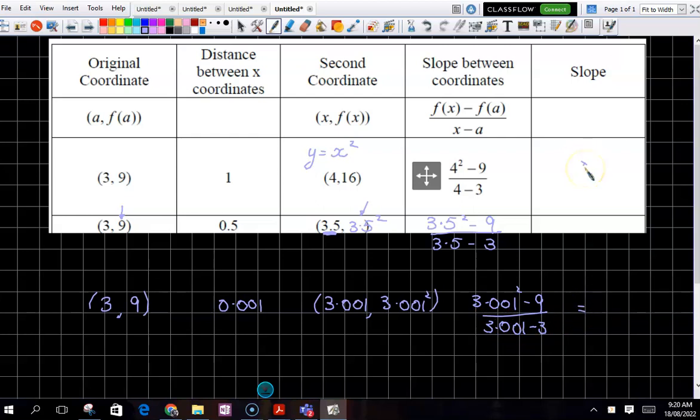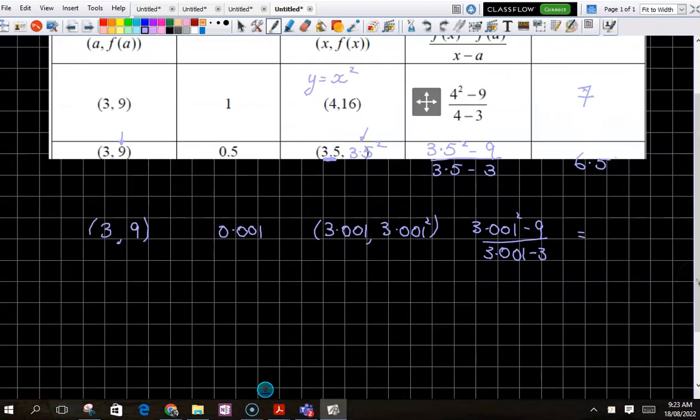So fill it out. What is happening? What did we get for this one? 7. Right? And then what did you get for the 3.5? 6.5. And you go, oh, well, that's not exactly the same. And you kept on going, going, going. And then you get down to one of the last ones. What did we get?